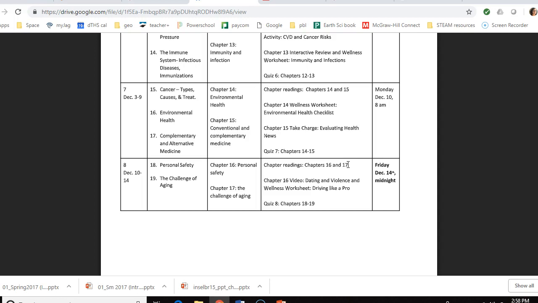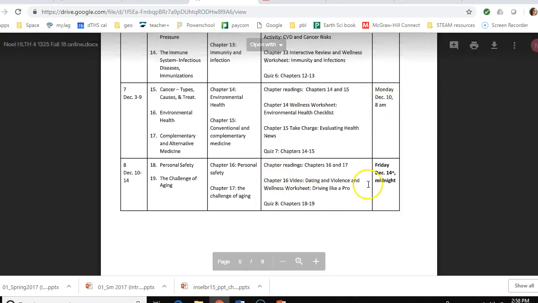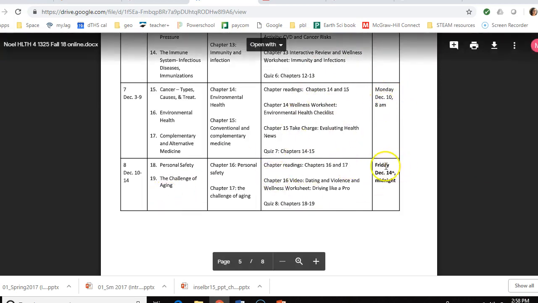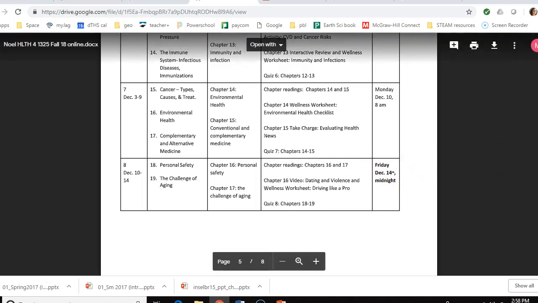If you've had me before, it takes me a while to get things graded, but not when it's online, so it'll be very easy, much less stressful for everyone involved. Everything is due the Monday after it's assigned at 8 a.m., except for the very last week when everything is due that Friday by midnight, because that's just the requirement by MPC that everything is turned in by that time. All right.